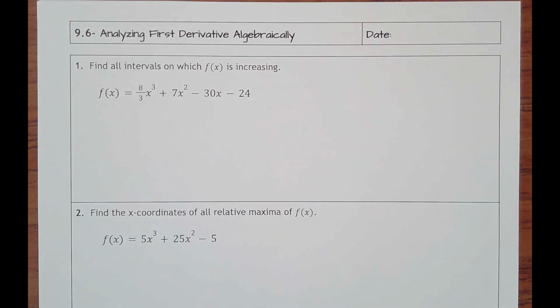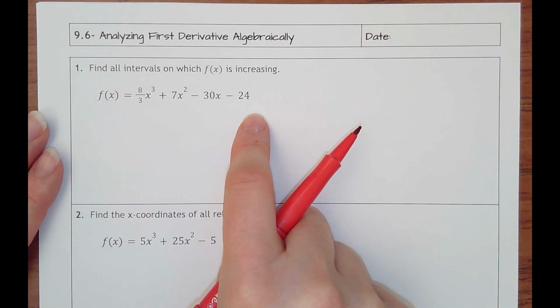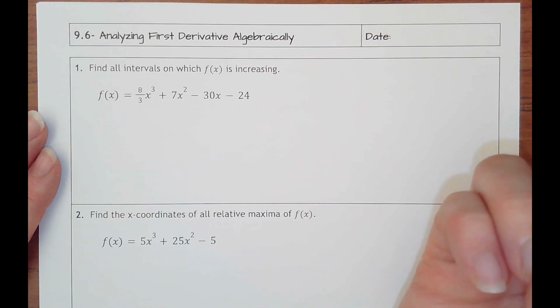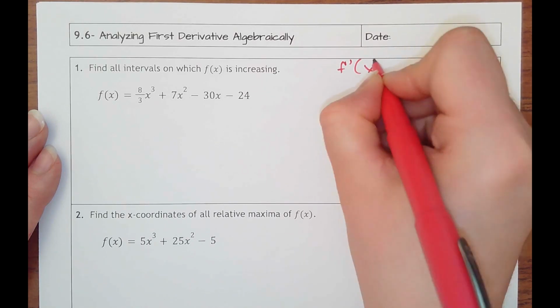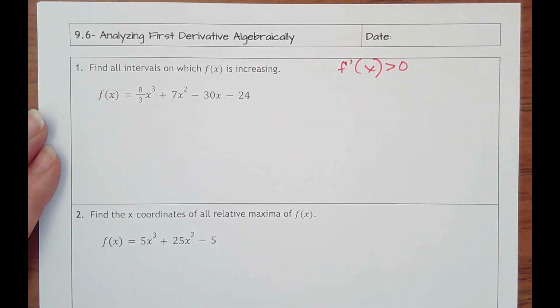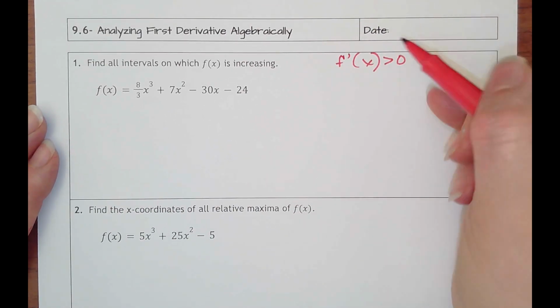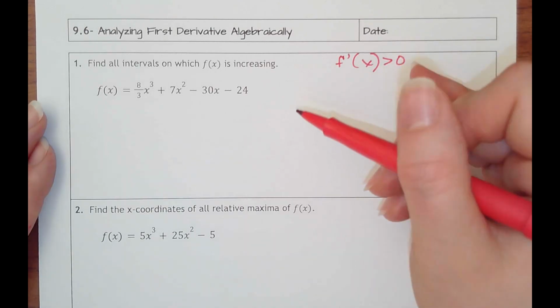Lesson 9.6 is analyzing the first derivative algebraically. Without graphing it, they want us to find the intervals on which this function is increasing. So I want you to think about what the derivative is. The derivative is a slope. When the slope is positive, so if f prime of x is greater than 0, that means it's going to be increasing on those intervals. If our slope is negative, that means the original function would have been decreasing.